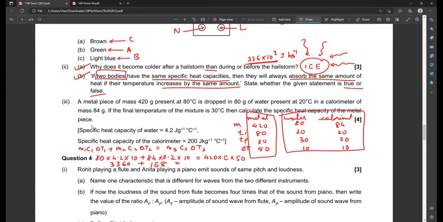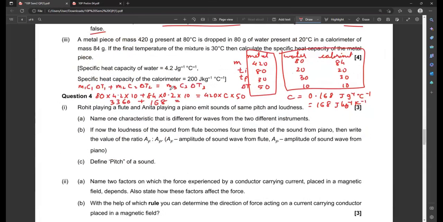So therefore 3360 plus 168, when I divide that by 420 into 50, I get the value of C as 0.168 joule per gram per degree Celsius. Okay, if you want to write it in SI, that will be 168 joule per kg per Kelvin. That is the answer. Anyone has any question in this?